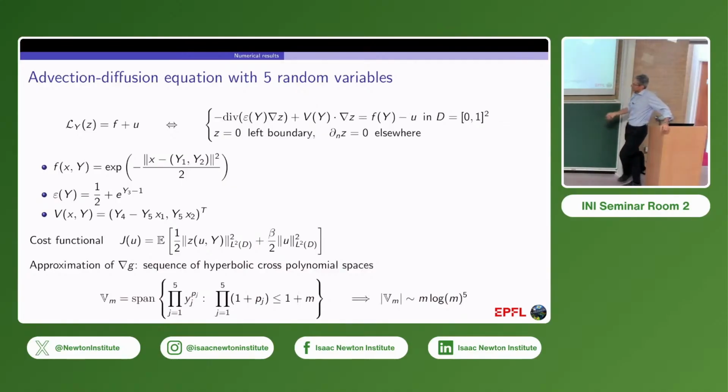Again, the same type of functions. We try to minimize the norm of z by acting with a control on the right-hand side. So we want to put a sink somewhere to minimize the size of the contaminant.